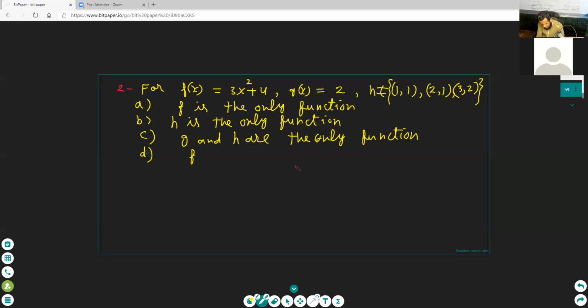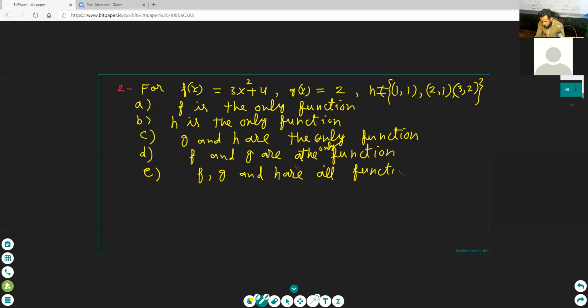A, B, C. Okay. F and G are the only functions. You should decide. And E option is F, G, and H are all functions.